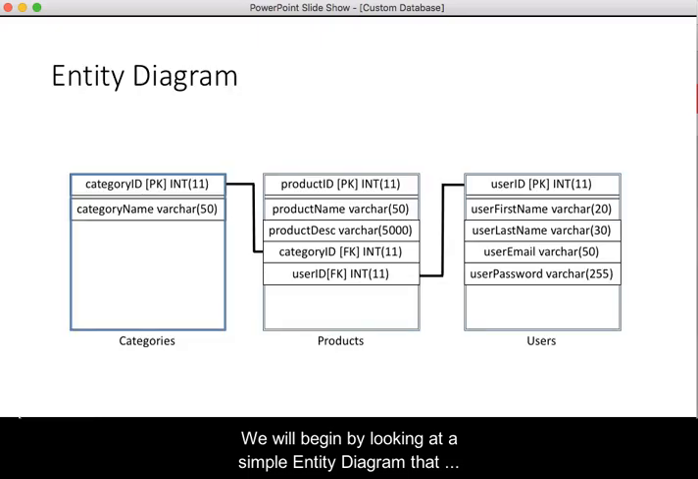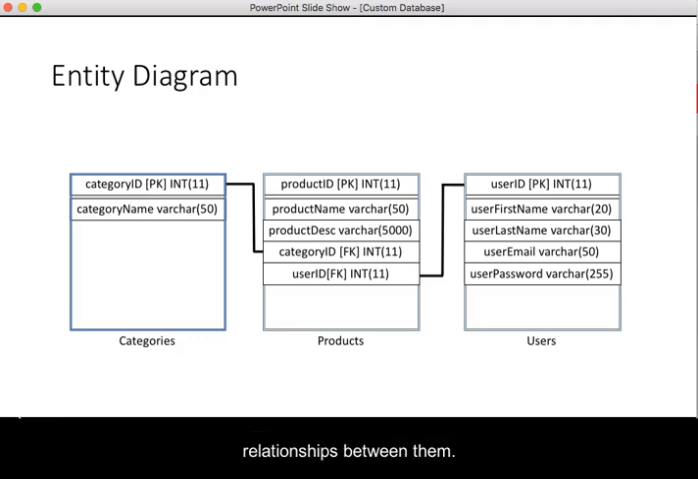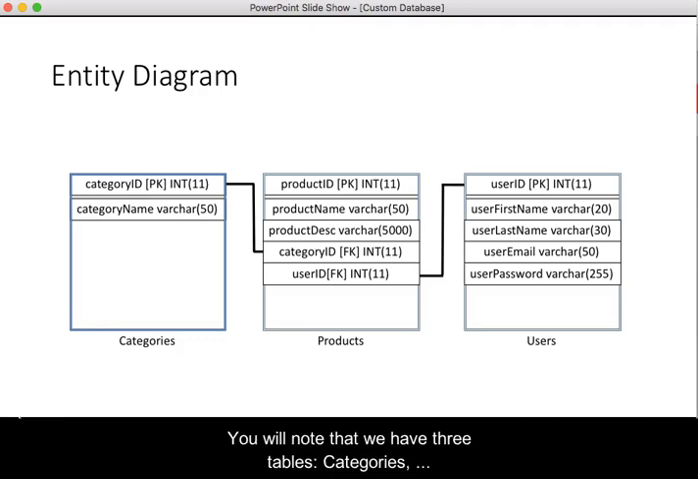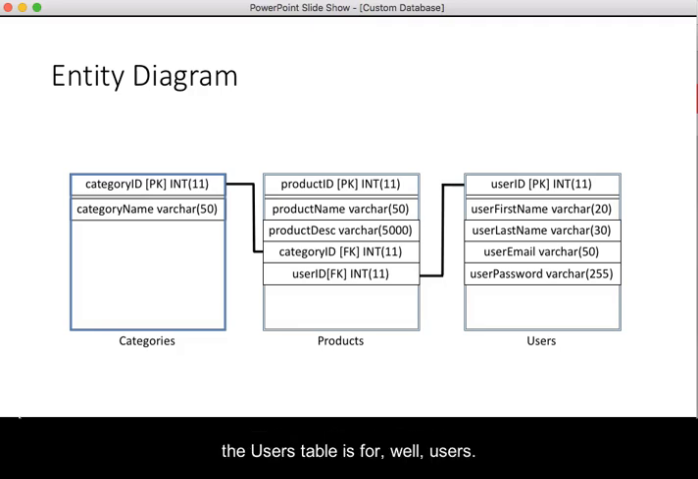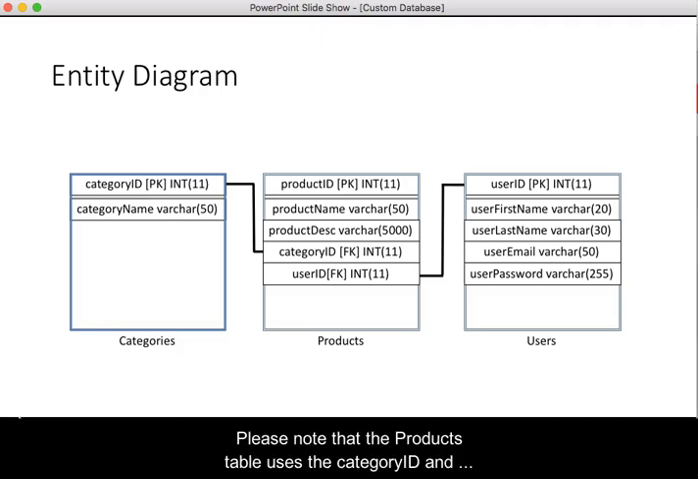We will begin by looking at a simple entity diagram that describes the tables that will be needed and the relationships between them. You will note that we have three tables: categories, products, and users. The categories and products tables are for content, while the users table is for, well, users. Please note that the products table uses the category ID and user ID fields as foreign keys to indicate that the individual product is of a certain type of category and was entered by a particular person.